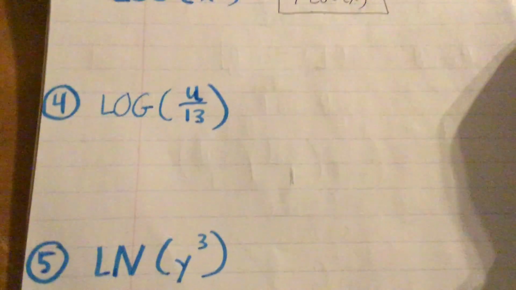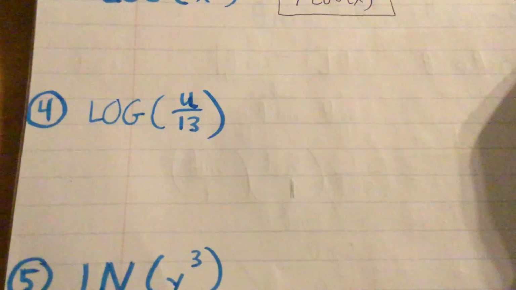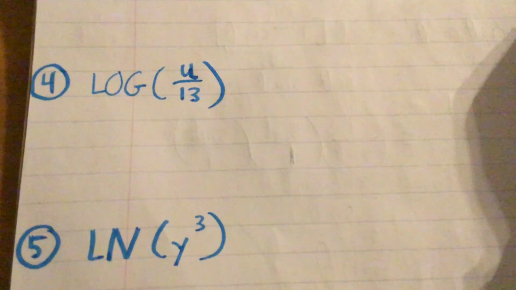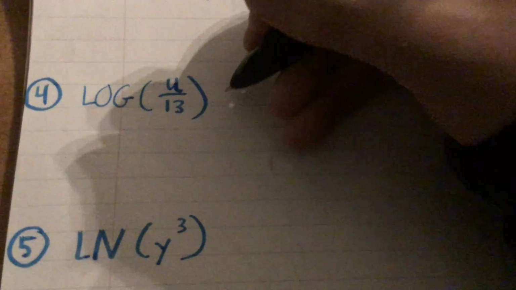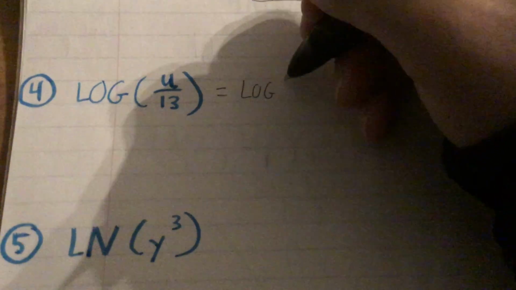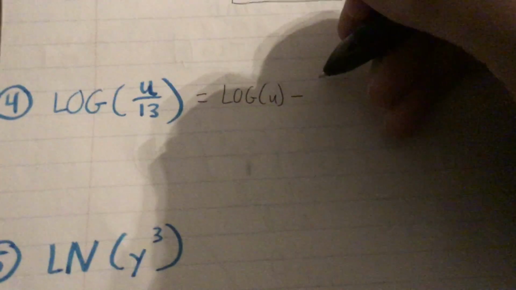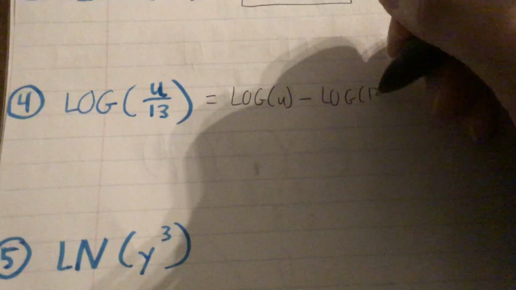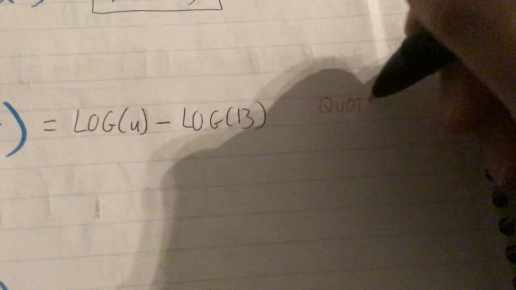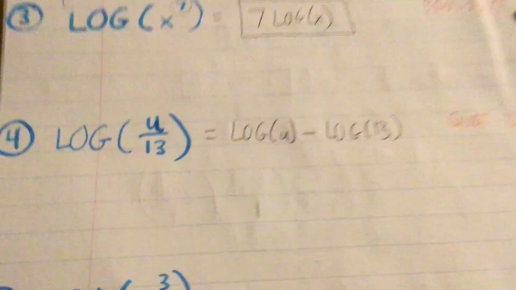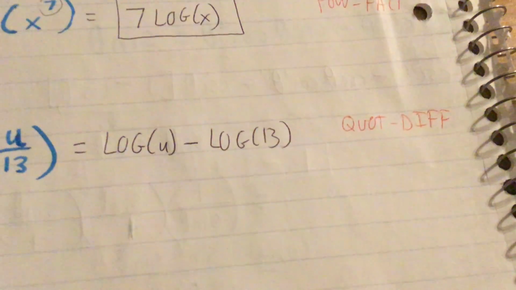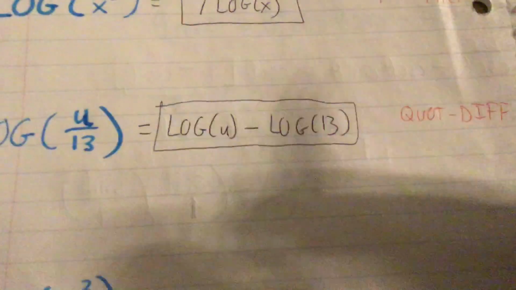Okay, so how about log of u over 13? What do I need to do here? Well, this is a division problem on the inside, so that becomes log of u minus log of 13 by the quotient difference rule. So by the quotient difference rule, division on the inside becomes subtraction expanded with their respective log bases.